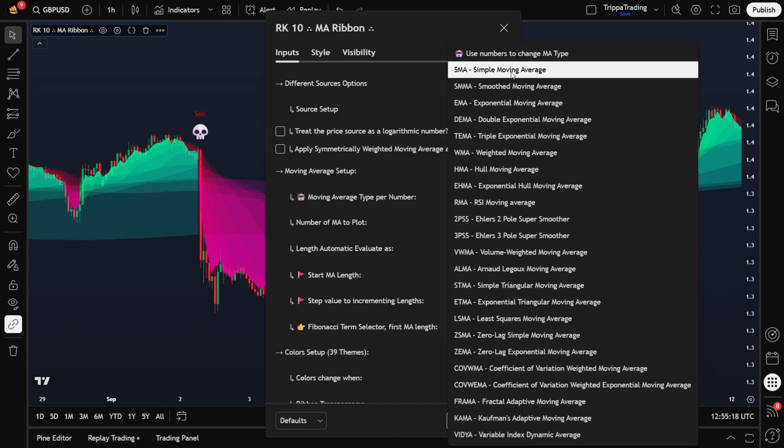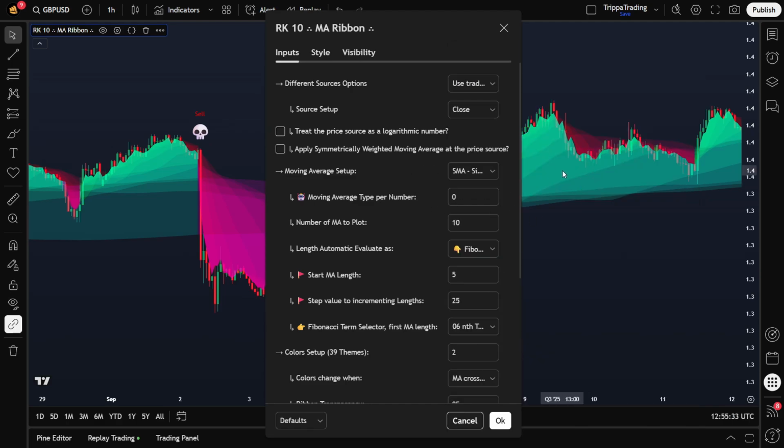You'll notice there's a huge list of different types of moving averages, not just simple or exponential. You've got things like triple exponential, Hull, weighted, and so many others. This is important because depending on your strategy, you might prefer one type over another.